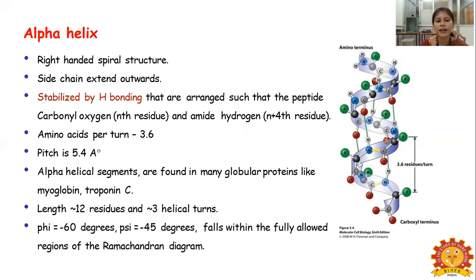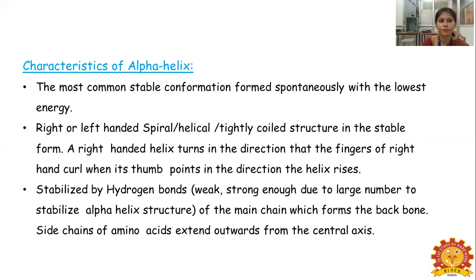The phi angle is around minus 60 degrees and the psi angle is around minus 45 degrees, and this falls within the fully allowed regions in the Ramachandran diagram. The characteristics of the alpha helix: it is the most stable conformation, formed spontaneously with the lowest energy. A right- or left-handed spiral, helical or tightly curled structure, in a stable form. A right-handed helix turns in the direction that the fingers of the right hand curl when the thumb points in the direction in which the helix rises.